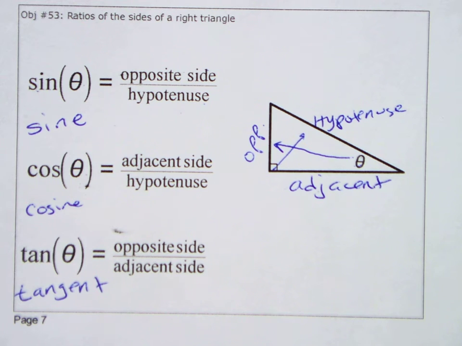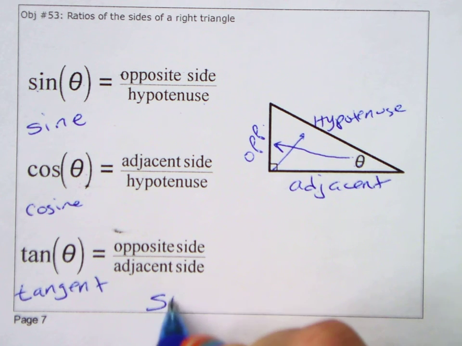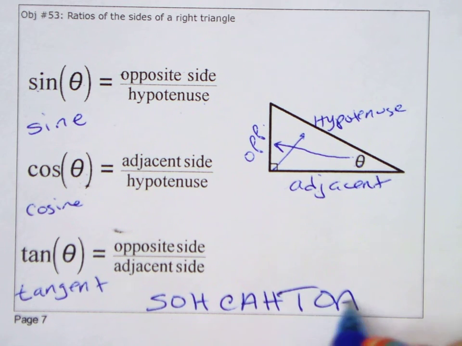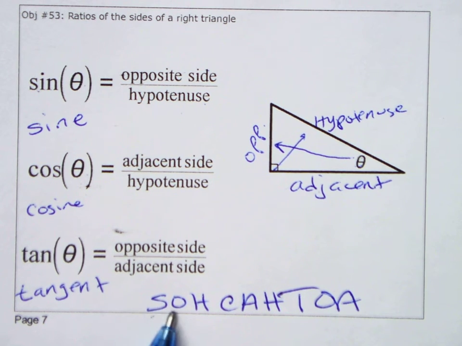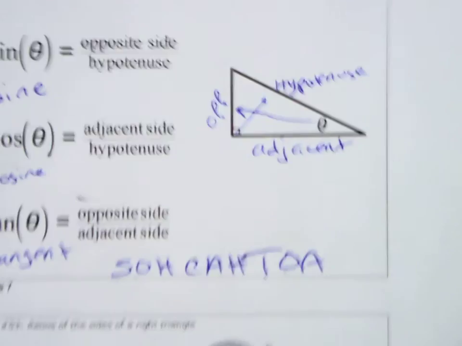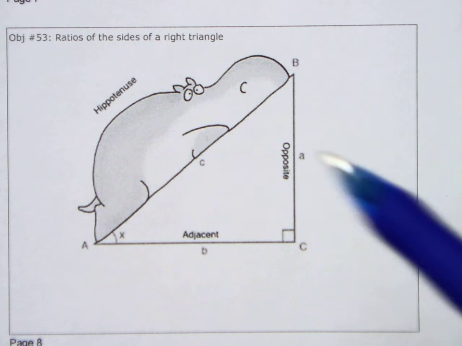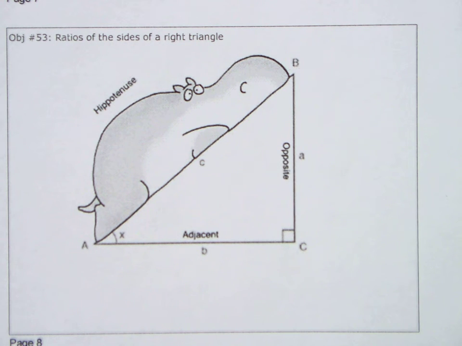There's actually a nice mnemonic device that's really popular, and it's called Sohcahtoa. Sine is opposite over hypotenuse, cosine is adjacent over hypotenuse, tan is opposite over adjacent. When I found this, I thought it was cute. Instead of hypotenuse, it's hippopotamus.